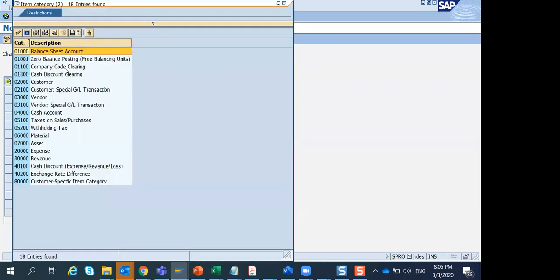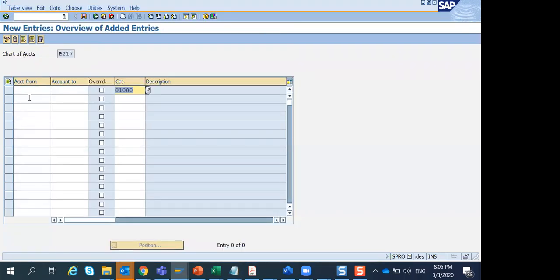Well, let me just go there. I want to have, for example, balance sheet account. My balance sheet is from 1000 to, actually, 2999, at least this is what I have. It doesn't matter whatever you have. And for the P&L, let me see here. For the revenue it's from 300 to 399.